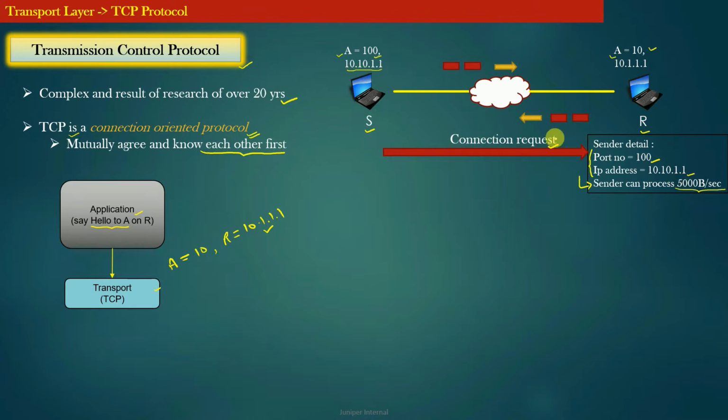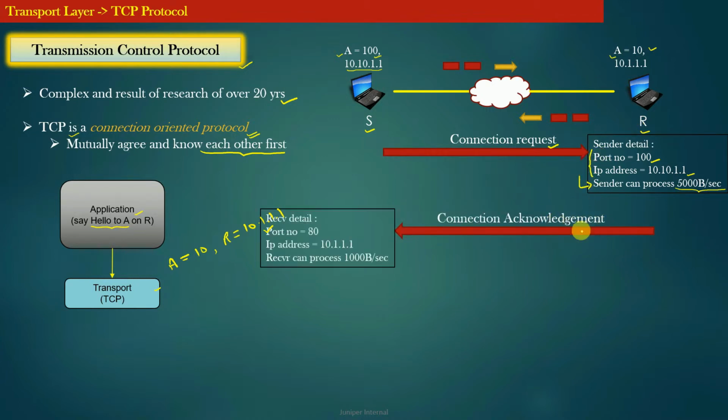Now in response to this connection request, the TCP protocol running on the recipient machine sends the connection acknowledgement reply to the sending TCP. Right? Now in this connection acknowledgement reply, the recipient TCP conveys its own capability to the sending TCP. So in this example, the TCP protocol running on the recipient machine R is conveying to the TCP protocol running on the sending machine S that, hey, I can process the data at a maximum rate of 1000 bytes per second. So if you want to send data to me, please do not send it more than 1000 bytes per second.